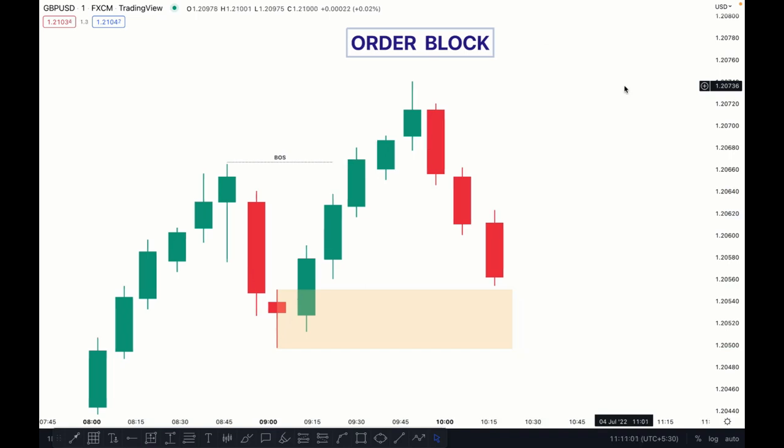First, identify the trend. If the market breaks to the downside, then you have to wait and see where the last buying candle before the sell is in a bearish market. That's called your order block. This one is called a bullish order block, and an order block must have imbalance. Imbalance, you know very well, I mentioned already. Now let's move on to the real chart to see how we can identify them.